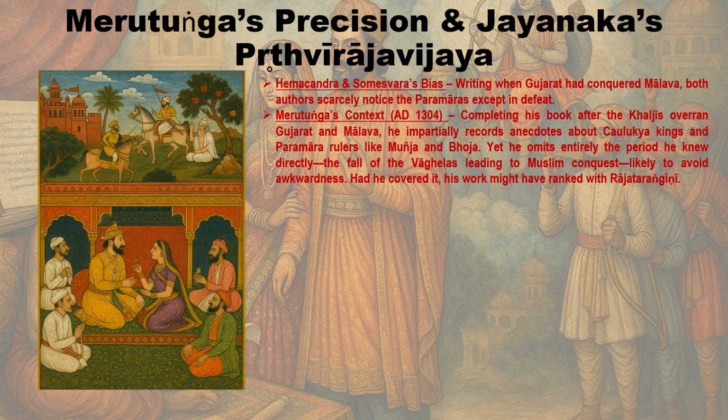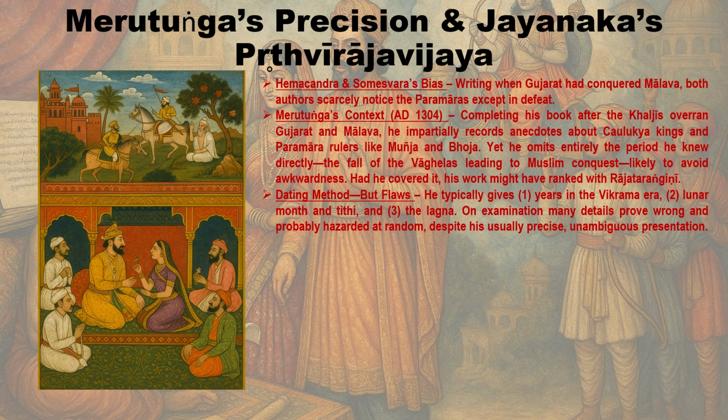Merutunga's context. Completing his book after the Khiljis overran Gujarat and Malava, he impartially records anecdotes about Chalukya kings and Paramara rulers like Munja and Bhoja. Yet he omits entirely the period he knew directly, the fall of the Vaghelas, leading to Muslim conquest, likely to avoid awkwardness. Had he covered it, his work might have been ranked with Rajatarangini.